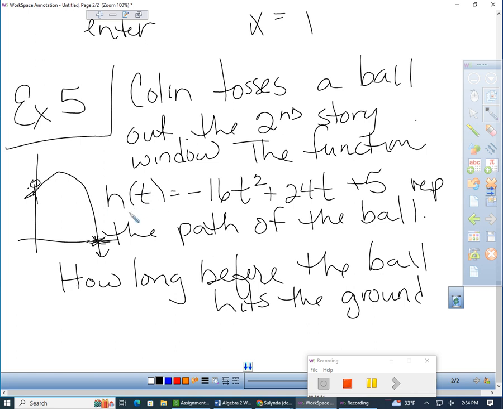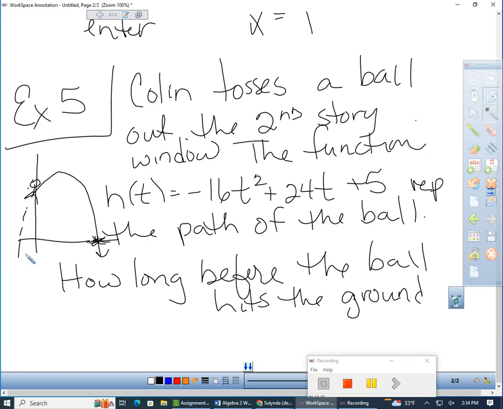Now, the easiest way to do this is we're going to graph it. Technically, when you graph it, this parabola also comes this way. Why do I not want that 0? Because he's not throwing it backwards, he's throwing it forward. Can't go back in time. Can't have negative time. We want to know the time. So I want everybody to graph this function.